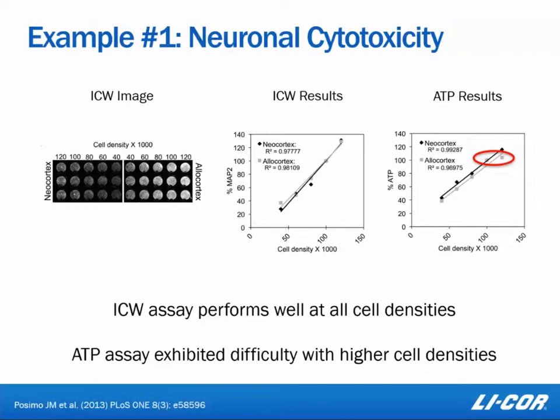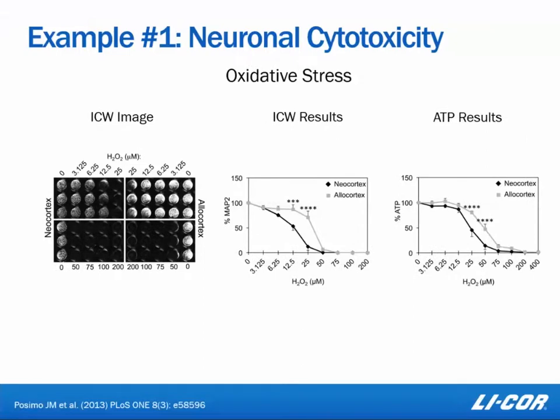Now from here they wanted to test how these cells would react to oxidative stress. So to accomplish this, they seeded either 100,000 cells of allocortex or neocortex cells, and then incubated those cells with increasing concentrations of hydrogen peroxide. They then performed either the MAP2 In-Cell Western assay or their ATP assay. Both assays were able to find that neocortex cells were more susceptible to oxidative stress than allocortex cells. Now this was surprising to this group because if you traditionally look in vivo, the allocortex cells are typically more susceptible to protein toxicity than these neocortex cells.